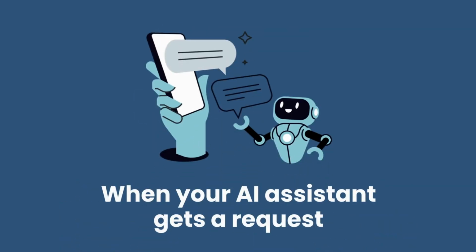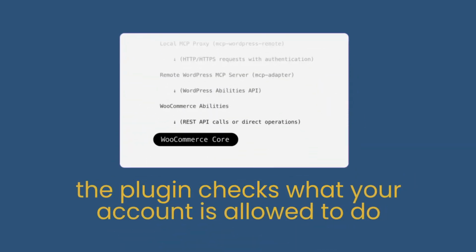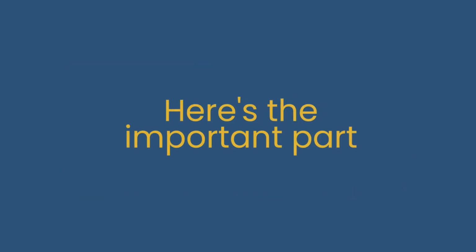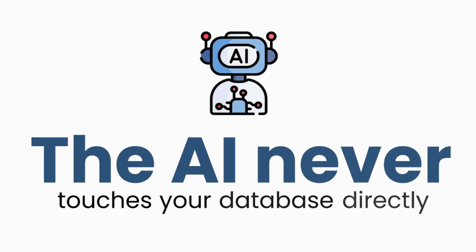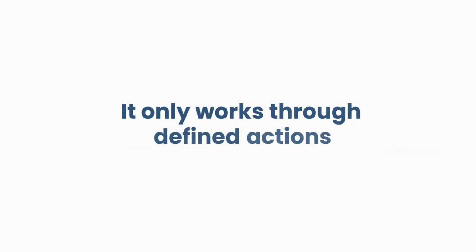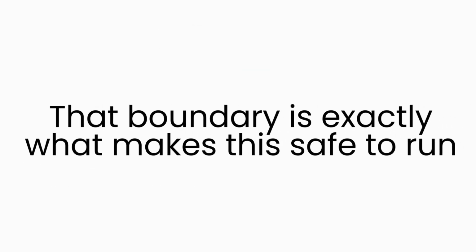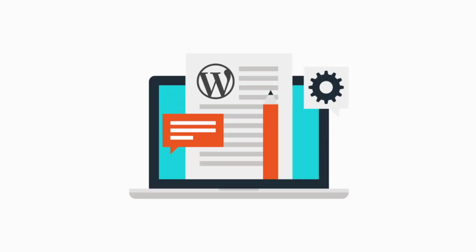When your AI assistant gets a request, the plugin checks what your account is allowed to do and then carries out the action through the WordPress REST API. Here's the important part. The AI never touches your database directly. It only works through defined actions, inside the same roles and permissions your site already uses. That boundary is exactly what makes this safe to run on a real website.